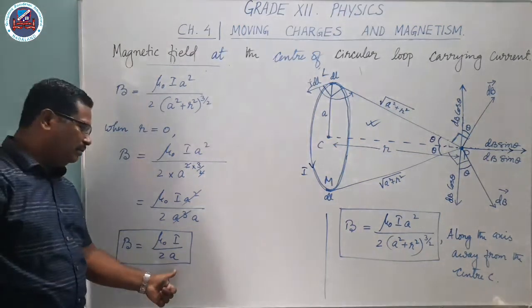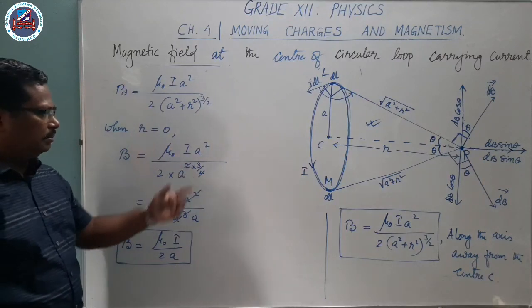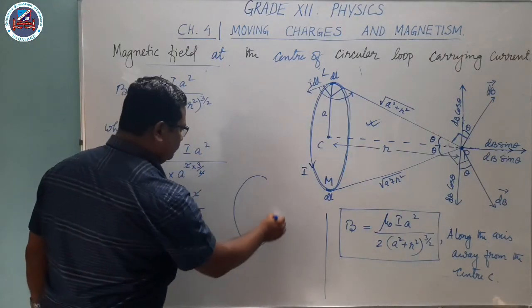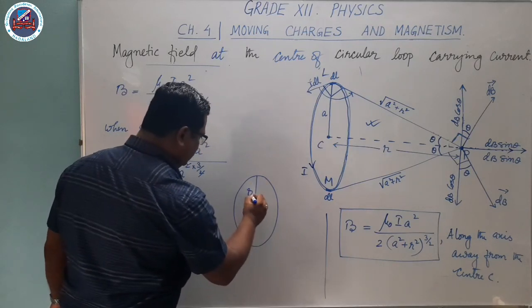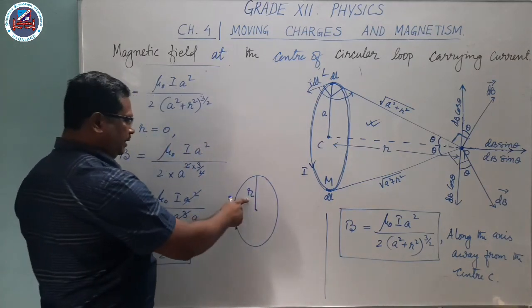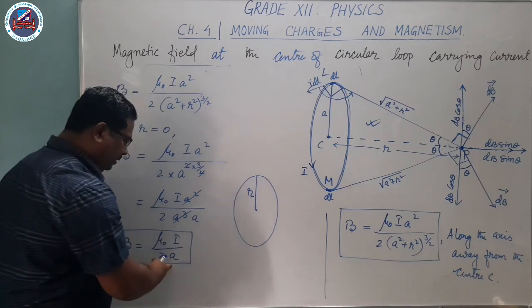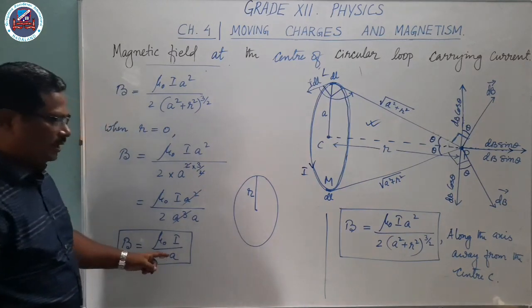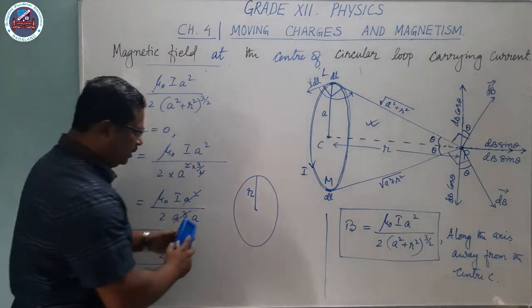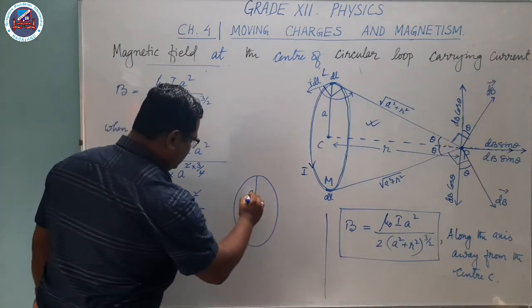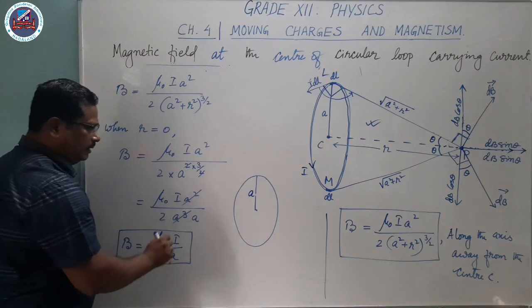You can write R also, you can write A also, depending upon what type of circle you have drawn. If you take the radius as R, you write R here. If you take it as X, you write X here. But you should know that I is current and A is the radius of the coil. Suppose here is written A, so that's why it's written here A.